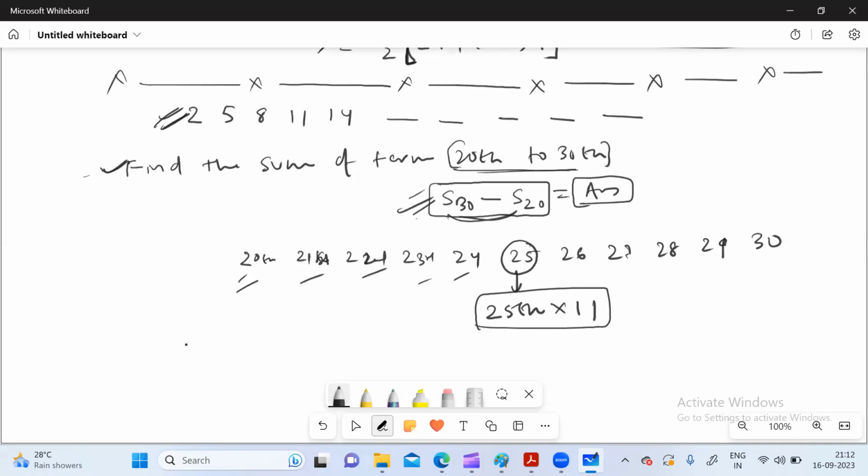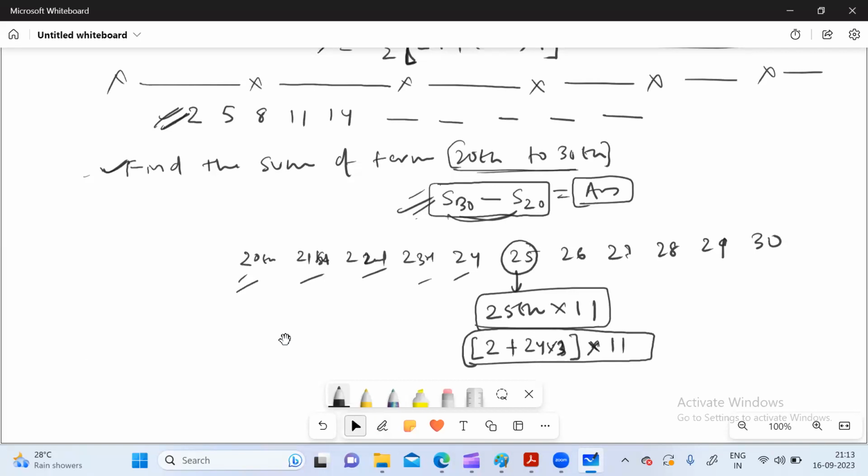reduces to what? The 25th term. How will you find the 25th term? You will find it by adding 24 times the common difference to 2. So the first term 2 plus 24 times the common difference, which is 24 into 3. So this is how we found the 25th term. And then I multiply it by 11. So this is how you got the sum of the 20th to 30th term.